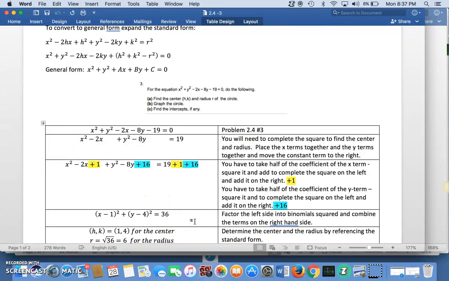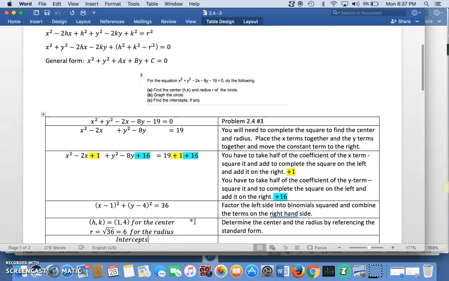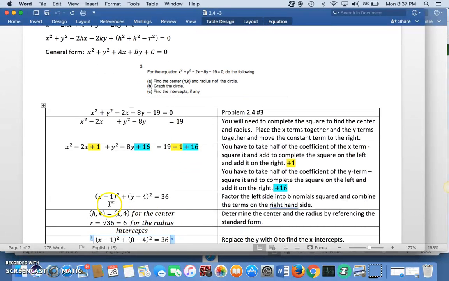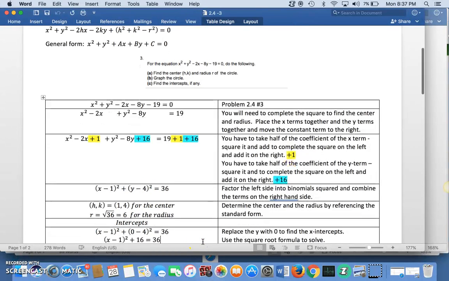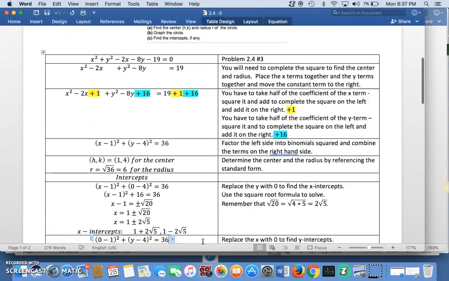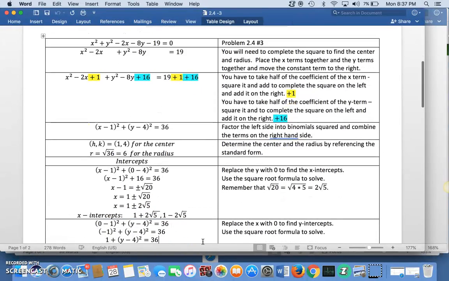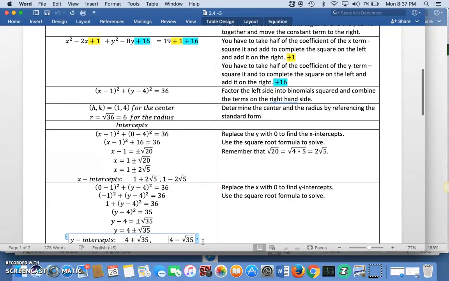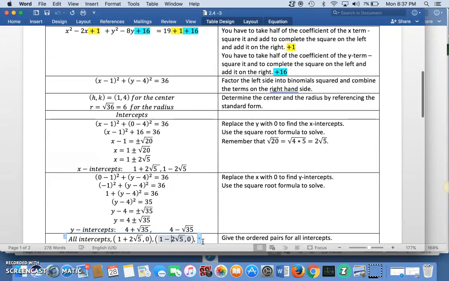This is your standard form, so now it's easy to find your center and your radius. Your center would be 1, 4. It's the opposite signs. Notice that. The radius is the square root of 36, which is 6. Now, we want to find the intercepts, both the x and y intercepts for this particular equation. To me, it's easier to use this form by far than to go back and use the general form.